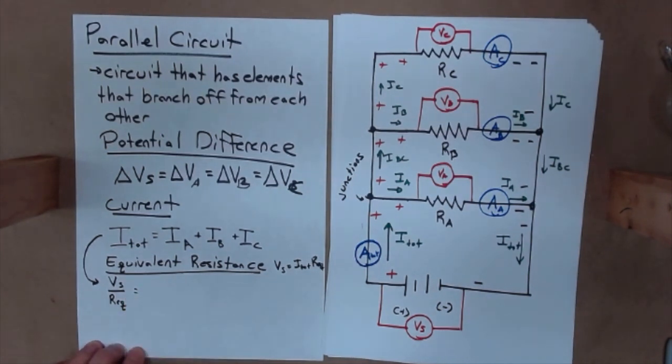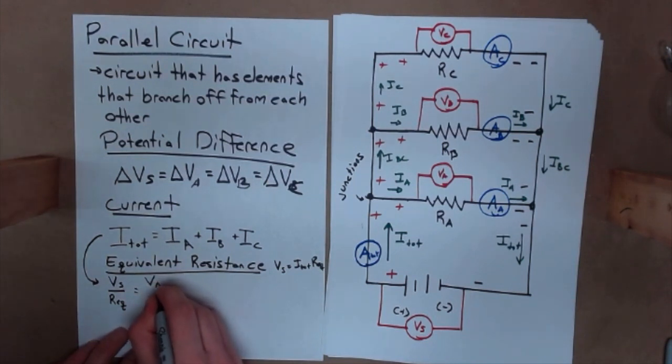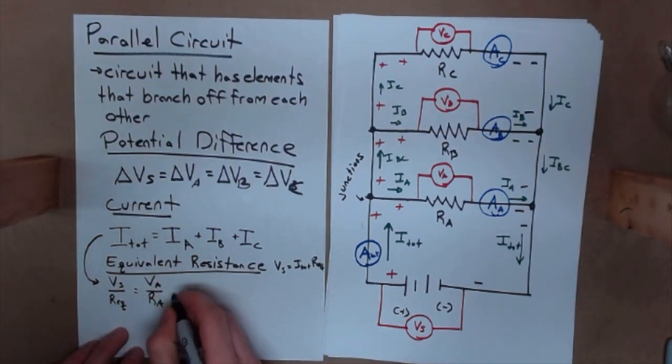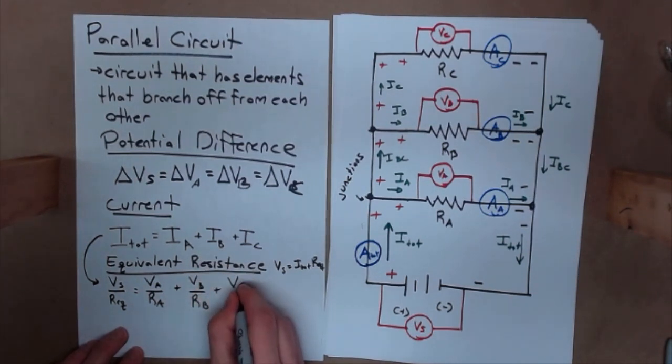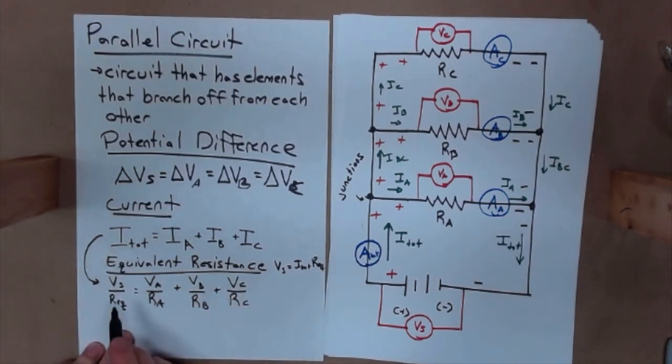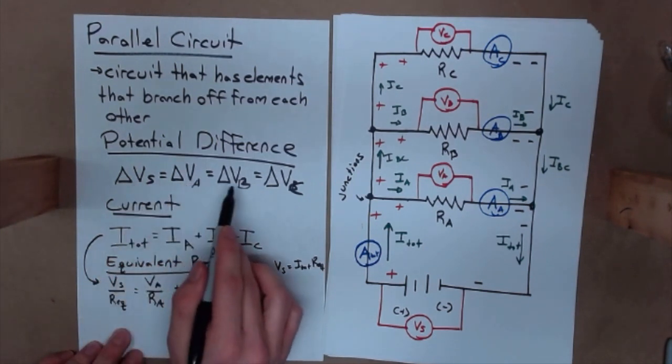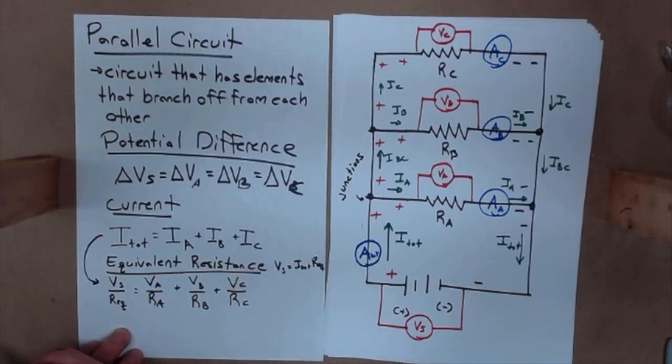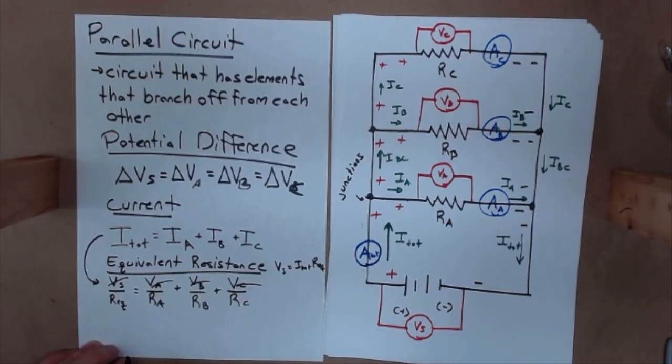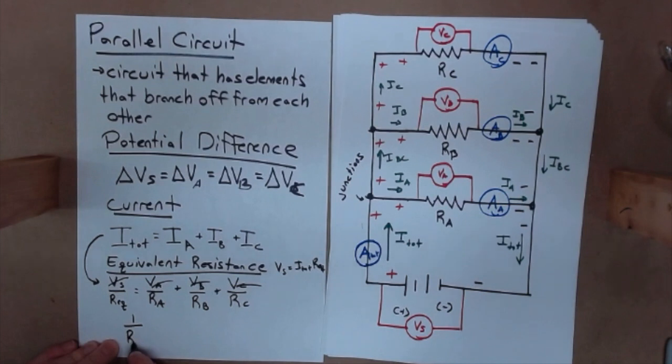This is going to be equal to IA, which is VA over RA, isn't it? Plus VB over RB plus VC over RC. And VS equals VA equals VB equals VC. That's what I have up here. Again, I lost my deltas, just out of laziness, but it means the same thing. That means I can factor one of these out and cross them out and be left with 1 over REQ equals 1 over RA plus 1 over RB plus 1 over RC.